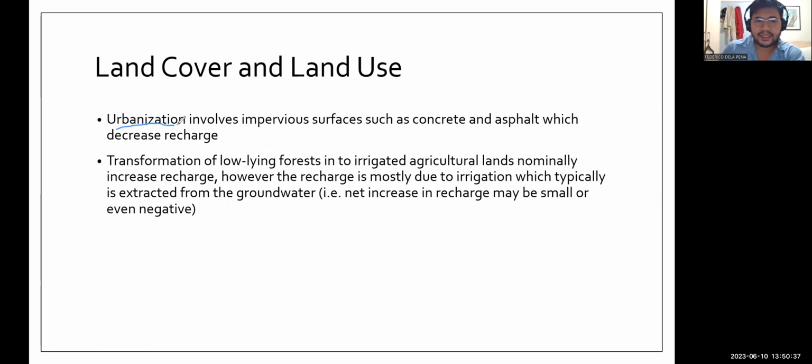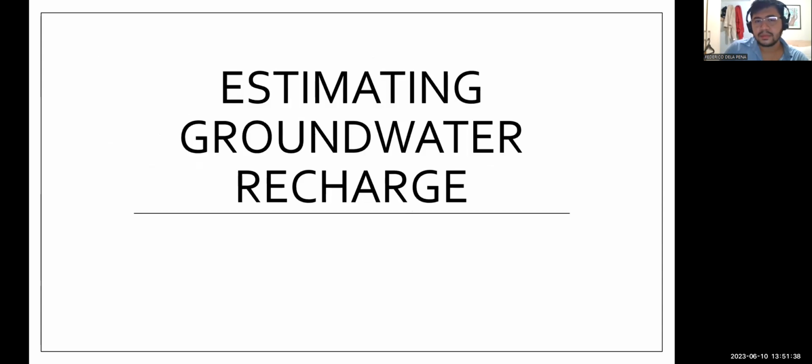Other factors, of course, urbanization modifies the imperviousness of your soil. Also, agricultural activities can actually increase recharge, but the recharge is actually artificial because it's mostly due to irrigation. And most of the time, especially in the Philippines, some of our irrigation is actually coming from the groundwater. So any increase in recharge due to irrigation might actually be canceled out because it's basically extracted from the groundwater. All right.